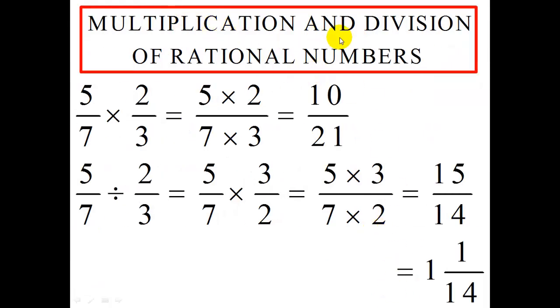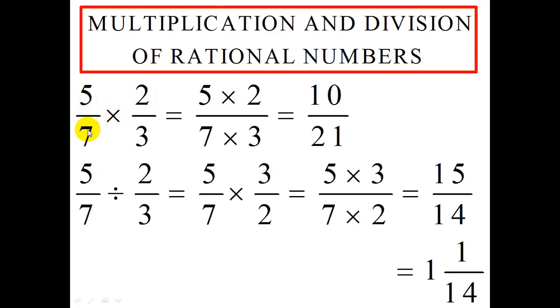Now multiplication and division of rational numbers. With multiplication, we don't find the LCM as we did in the case of addition and subtraction. I repeat, with the multiplication of rational numbers, we don't find the LCM.